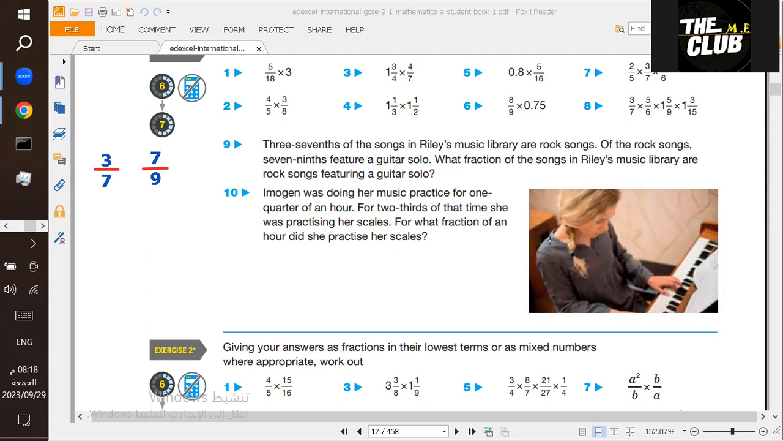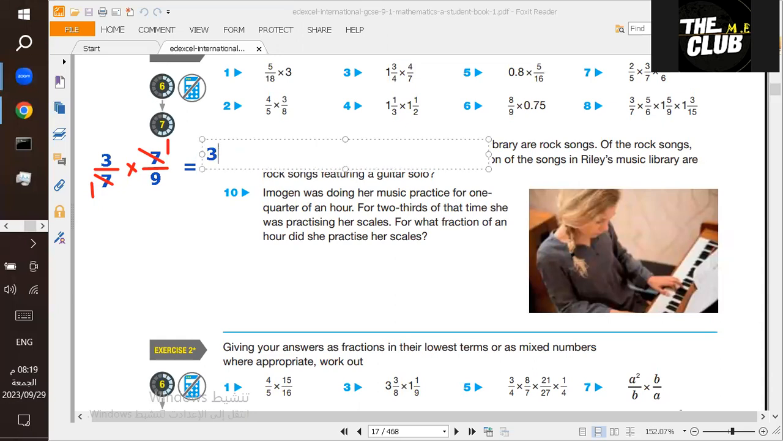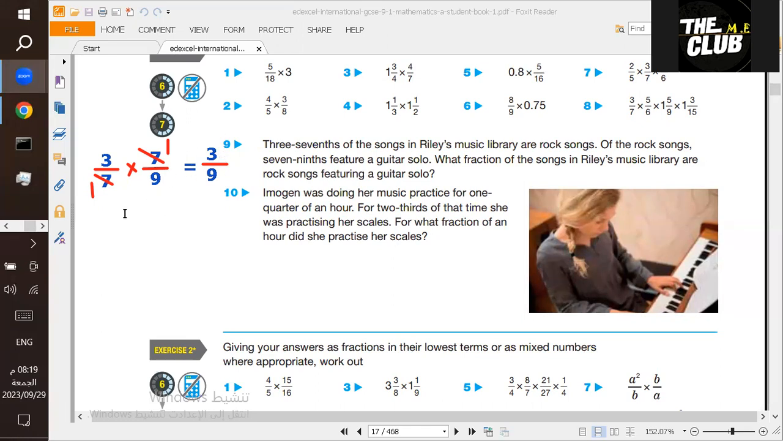So we're going to multiply them by each other. And as we said, when multiplying fractions we can simplify. If a numerator and a denominator are the same, we can cancel them and put 1 in their place, then multiply the numerators and the denominators. 3 times 1 is 3 and 9 times 1 is 9. So 3/9, and 3/9 can be simplified by dividing by 3.